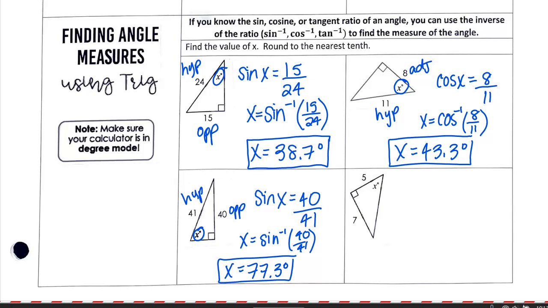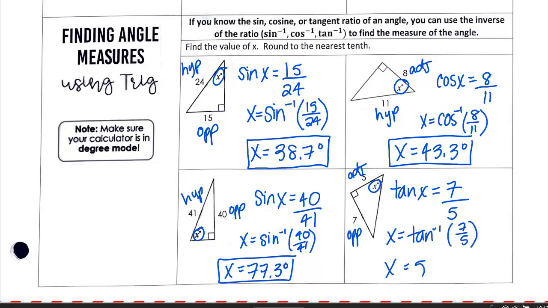Our last example here, here's our angle. We are given opposite, and we are also given adjacent, which means we're using tangent. And that is just our opposite side over our adjacent side. And then we use inverse tangent of 7 over 5 in our calculator, and we get x is 54.5 degrees.